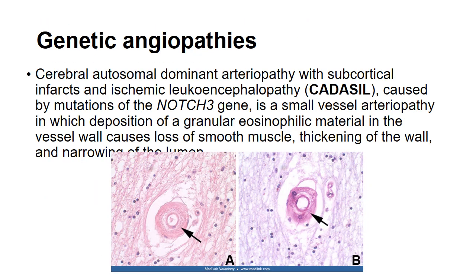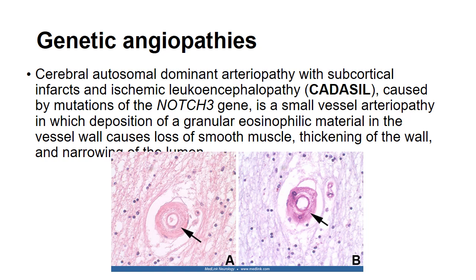Now coming to genetic angiopathies, cerebral autosomal dominant arteriopathy with subcortical infarcts and ischemic leukoencephalopathy. Yes, it's a big terminology, abbreviated to CADASIL, is caused by mutation of the Notch3 gene, and this is typically associated with a small vessel arteriopathy in which there is deposition of a granular eosinophilic material in the vessel wall, which causes loss of smooth muscles, thickening of the wall and narrowing of the lumen.